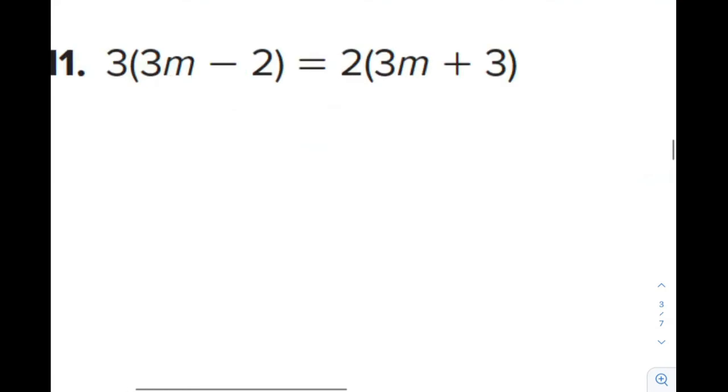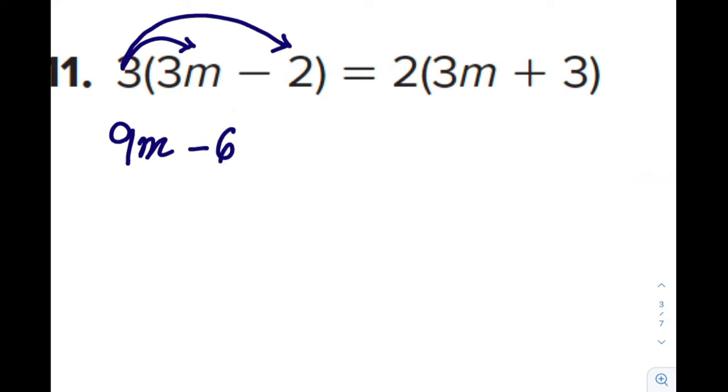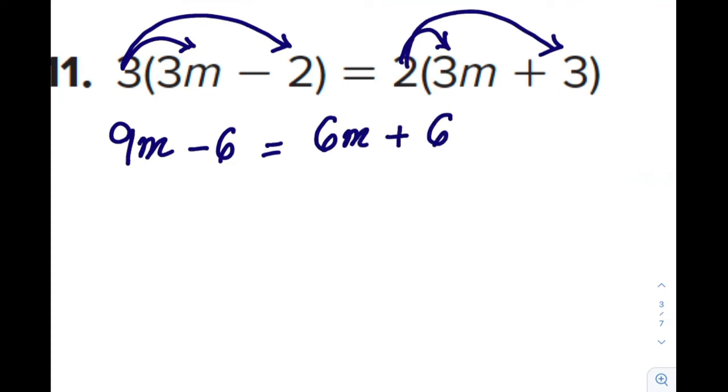Let's take another exercise. We have 3 times 3m, 9m. 3 times negative 2, negative 6. We can also multiply, use distributive property. 2 times 3m, 6m. 2 times 3, 6. And now we have 6m and 9m.